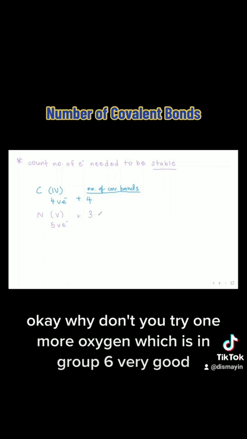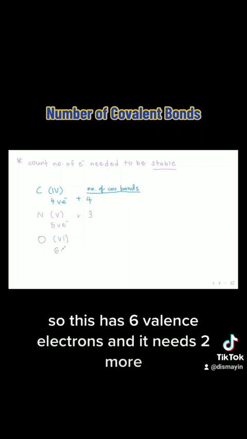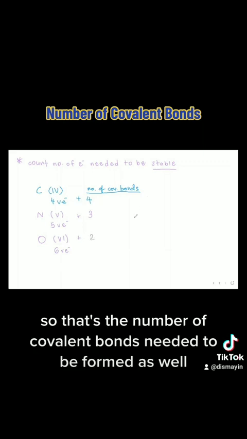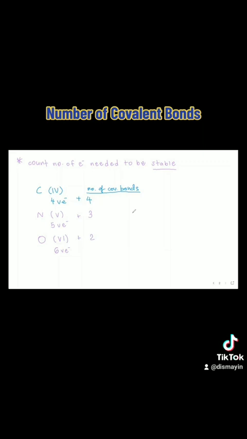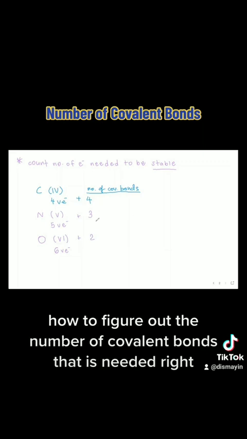Okay, why don't you try one more? Oxygen, which is in group 6. Very good. So this has 6 valence electrons. It needs 2 more. So that's the number of covalent bonds needed to be formed as well. That's right. So you get the hang of how to figure out the number of covalent bonds that's needed, right?